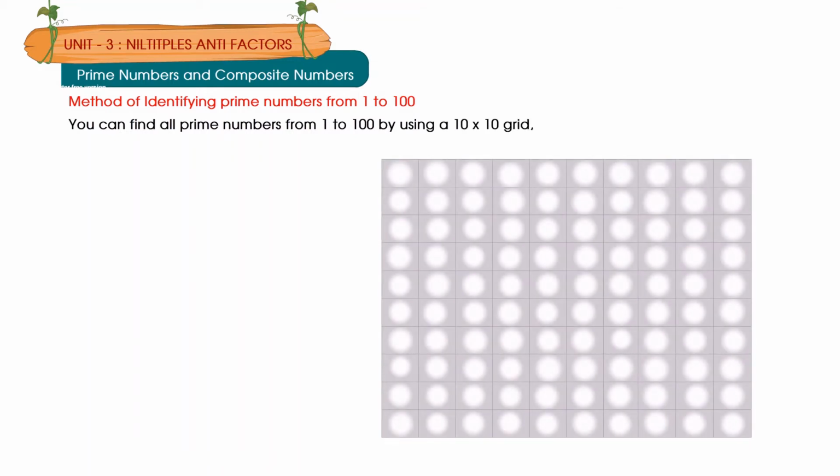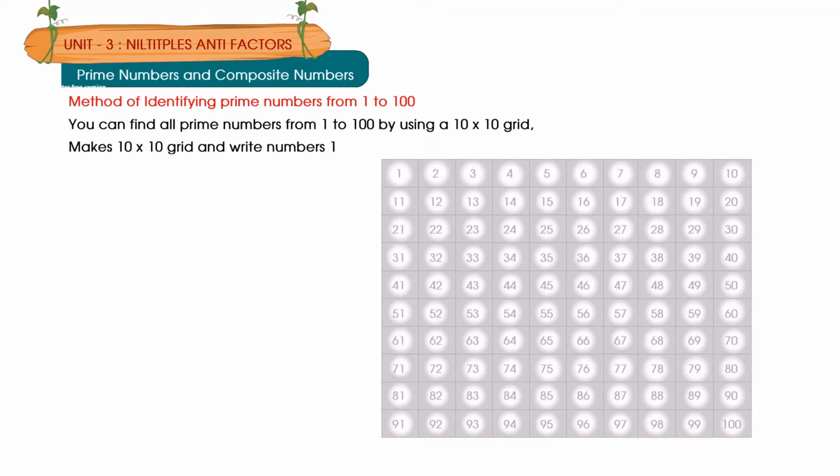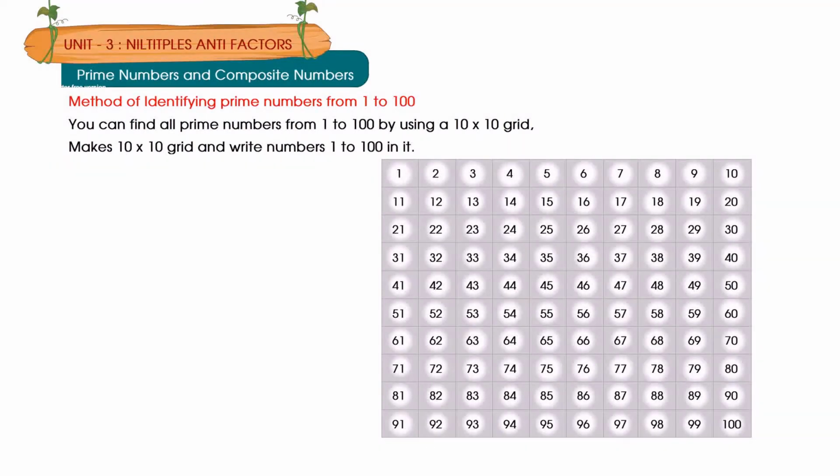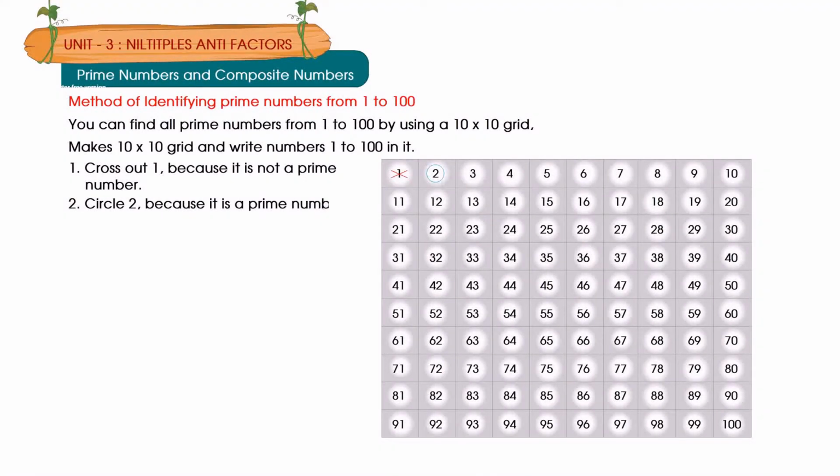Method of identifying prime numbers from 1 to 100. You can find all prime numbers from 1 to 100 by using a 10 into 10 grid. Make a 10 into 10 grid and write numbers 1 to 100 in it. 1. Cross out 1 because it is not a prime number. 2. Circle 2 because it is a prime number and cross out all the multiples of 2 like 4, 6, 8 and so on.